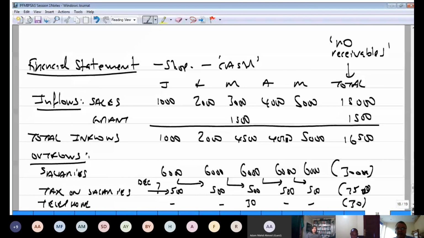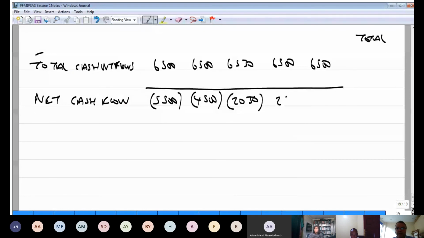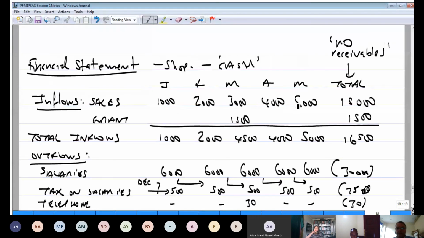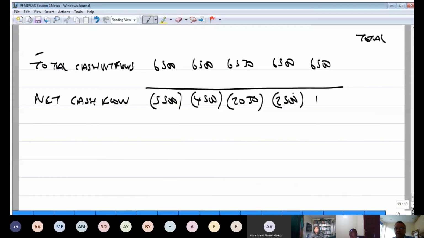So it's getting a little bit better, marginally. And then we've got for May, 6,005 of outflow and 5,000 of inflow. So there's going to be 1,005.